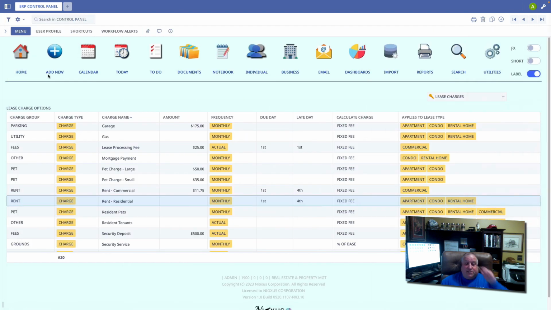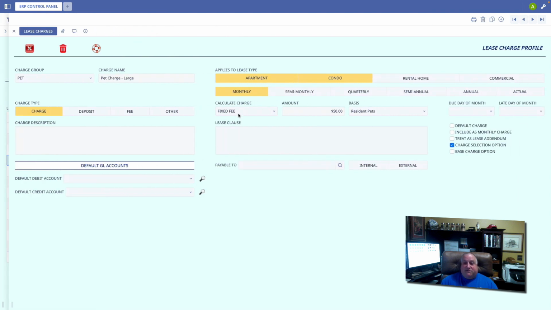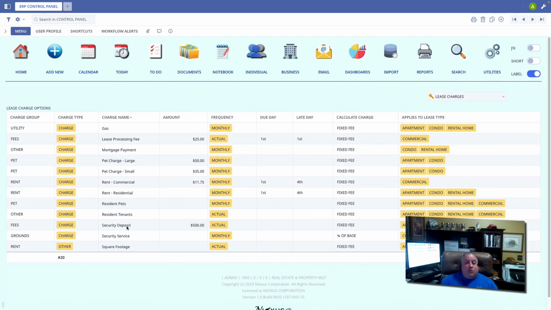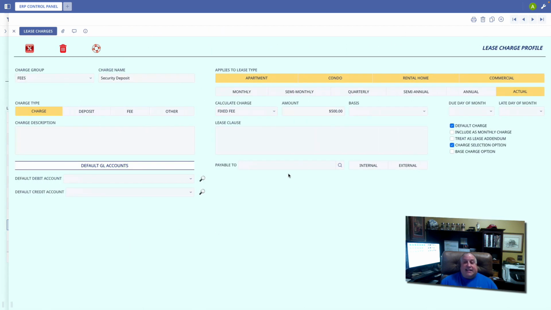There are other types of charges and fees, like, for example, pet charges. Here it's a fixed fee of $50 per pet, but the basis is how many pets. And we can see in this case that this is relevant only to apartment and condo rental leases. We don't allow pets in our rental homes, and pets aren't really relevant to commercial types of property. Compare that to this fee, which is a security deposit. In this case, it's a fixed fee. There is no basis. It's a one-time actual fee.